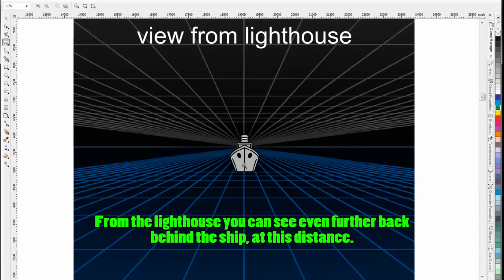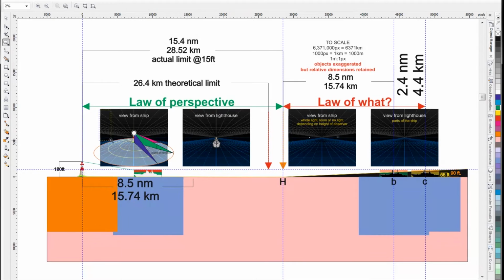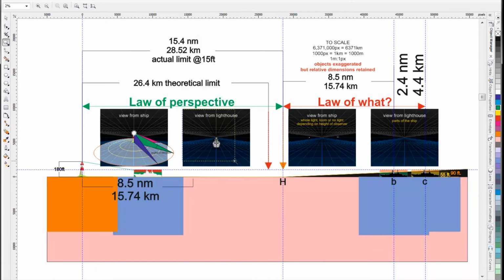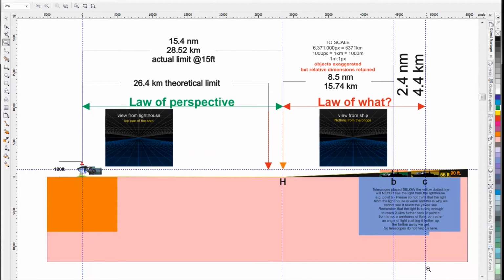From the lighthouse you can clearly see a ship approaching now, and still if you get closer you can see that the elevation angle increases, and the same with the view from the lighthouse. You can see the ship increasing in size.